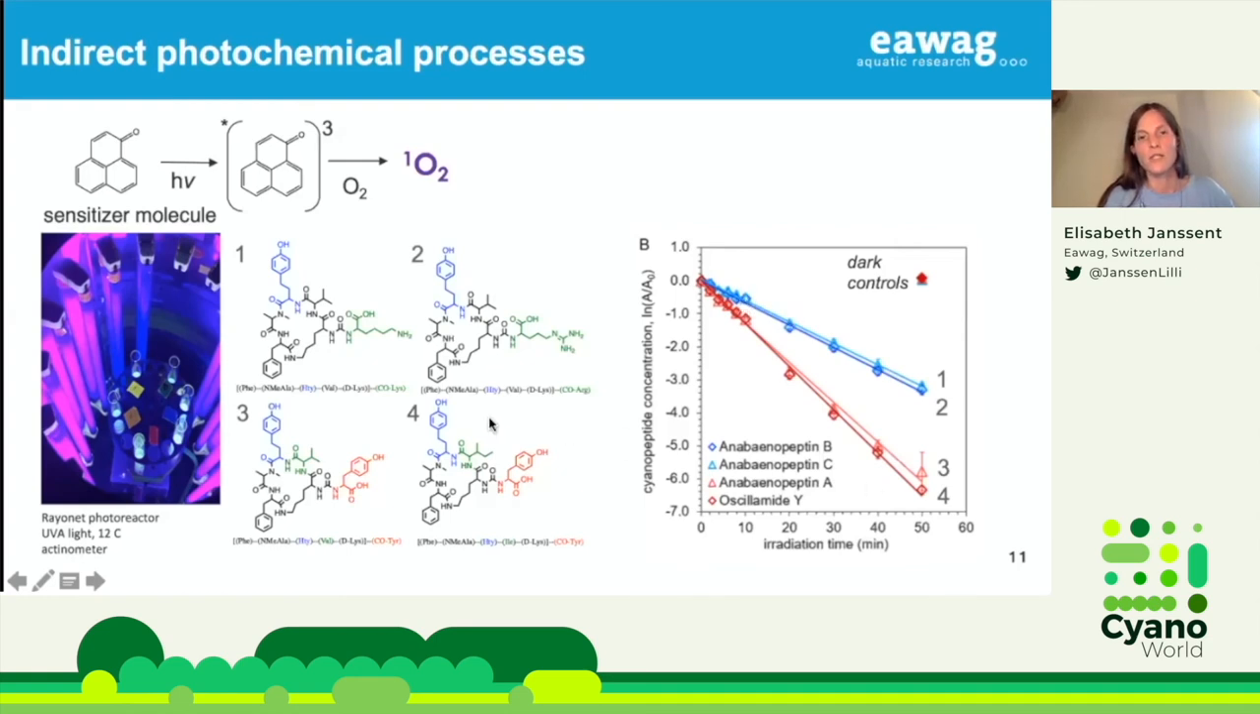And the difference is that all of them have in blue this homotyrosine moiety, but compound 3 and 4 have an additional tyrosine. And this is kind of expected if we think tyrosine is the main reactive site with singlet oxygen, that two targets in a molecule roughly give you twice as fast observed reaction rates.